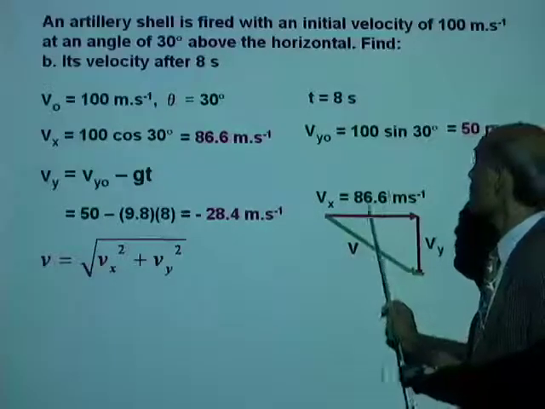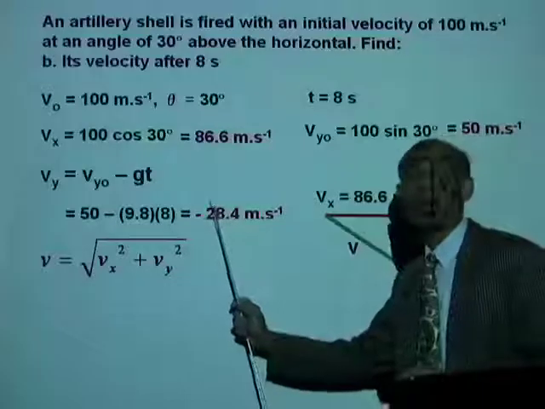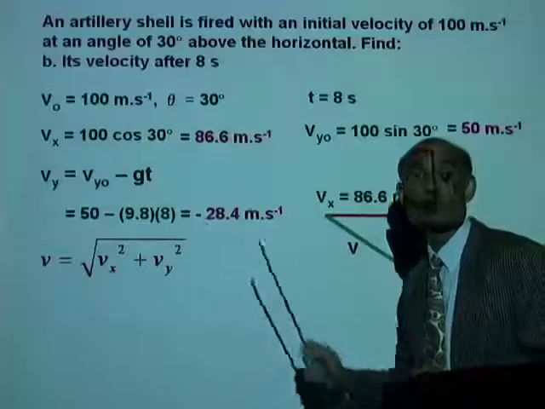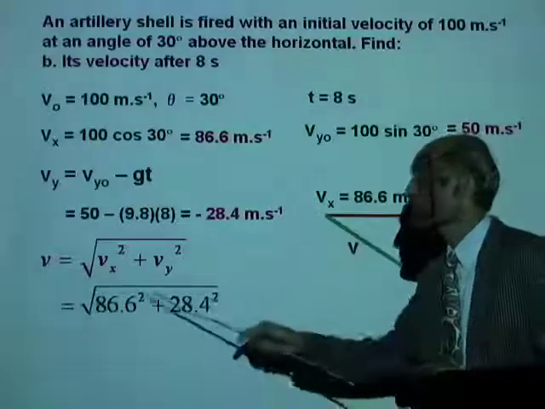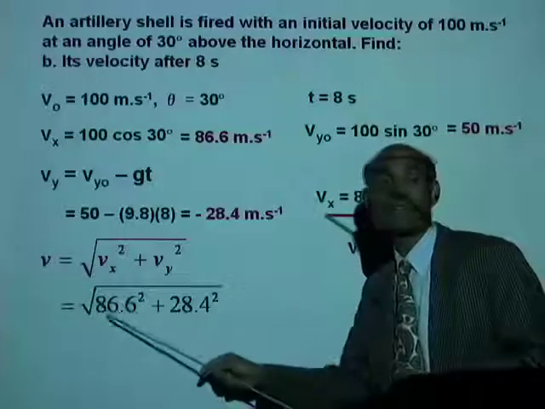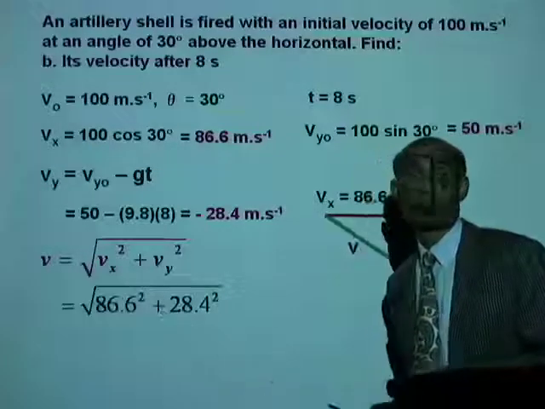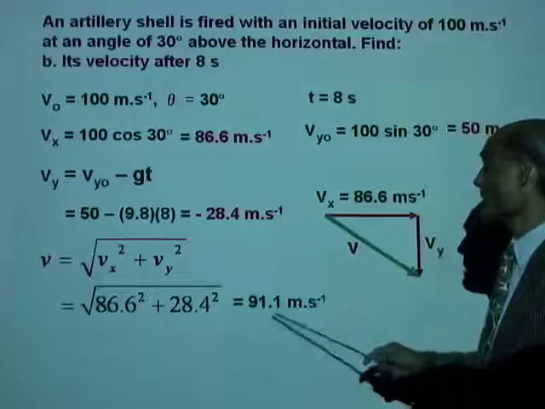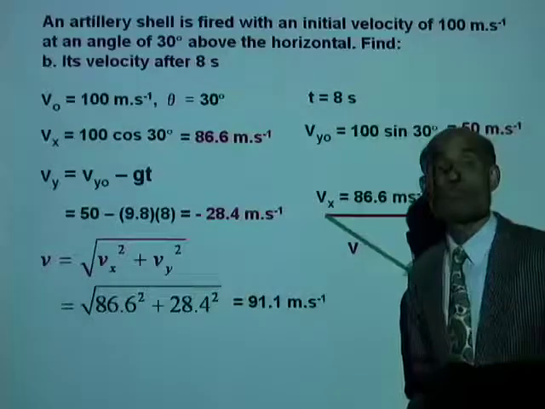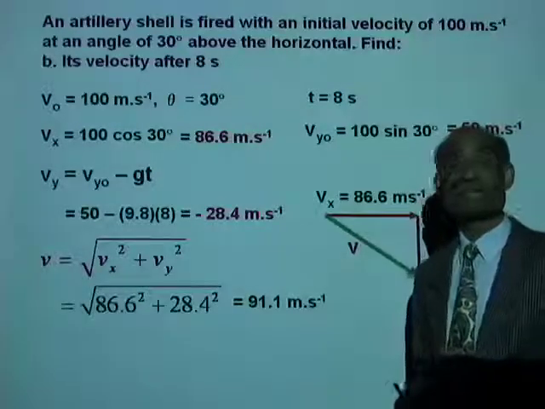Vx is 86.6, Vy is negative 28.4, and so that will be the square root of 86.6 squared plus 28.4 squared. That is 91.1 meter per second.